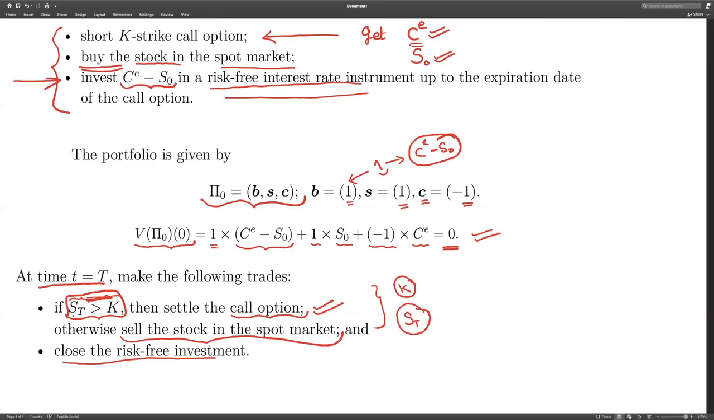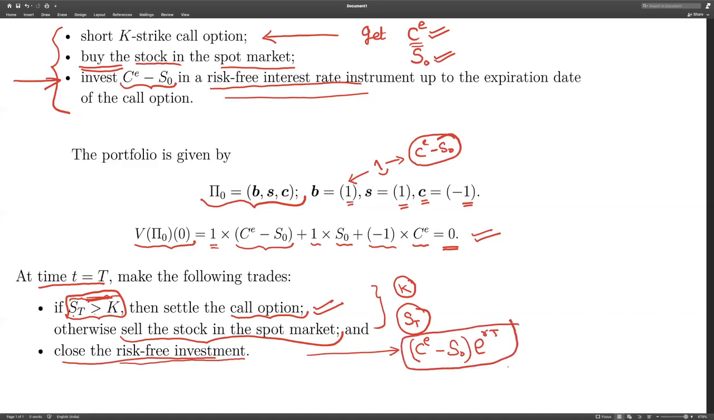Then what you do is you also close your risk-free investment. So when you close your risk-free investment, how much will you get? Remember, you have put in your account C minus S naught at t equal to 0. Now you are closing it at capital T. Therefore, in continuous compounding, you will be getting this much money from your risk-free investment.